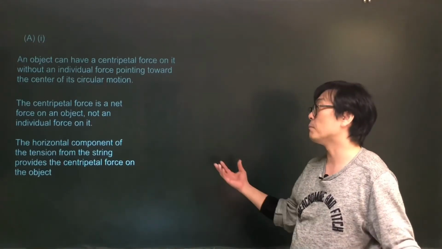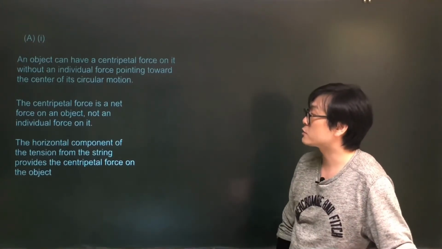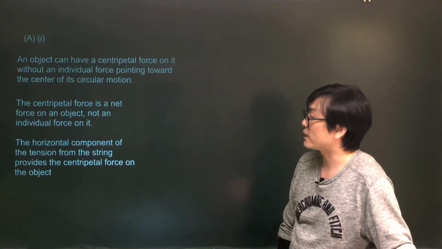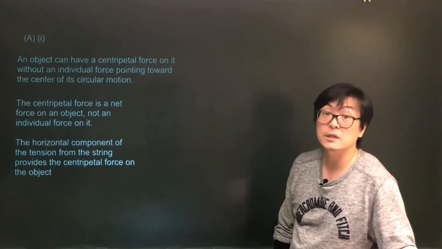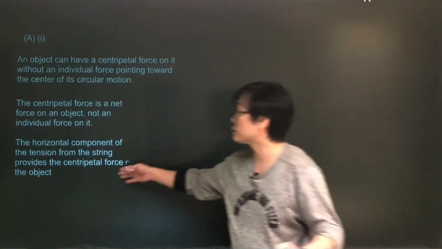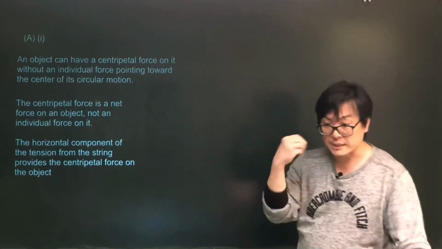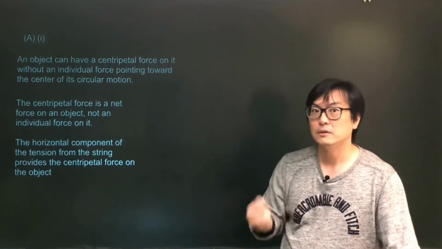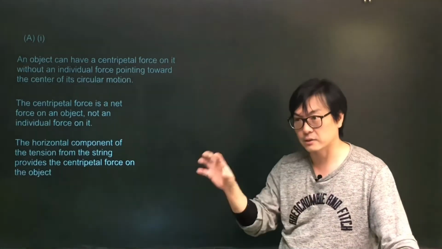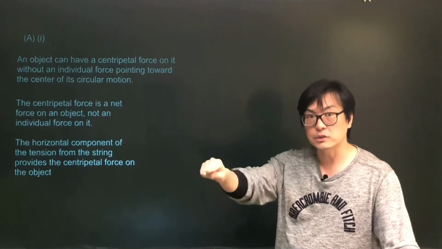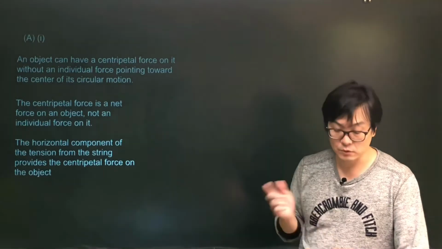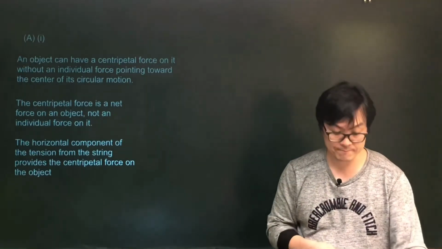The horizontal component of the tension from the string provides the centripetal force on the object. Okay, you can answer this part or another way too, but your statement should say that the centripetal force is not an individual force, so not having an individual force toward the center doesn't make any problem for this case. You need to explain that for student 1.